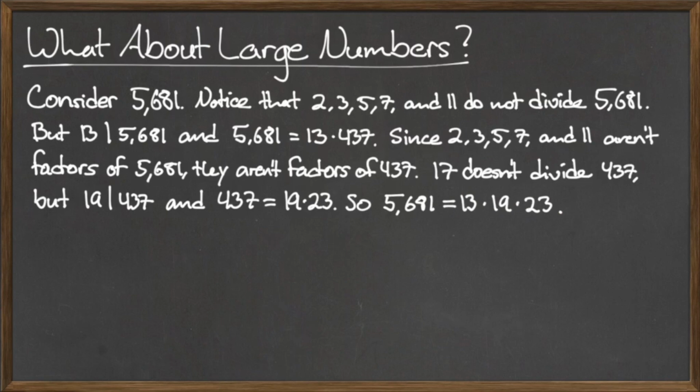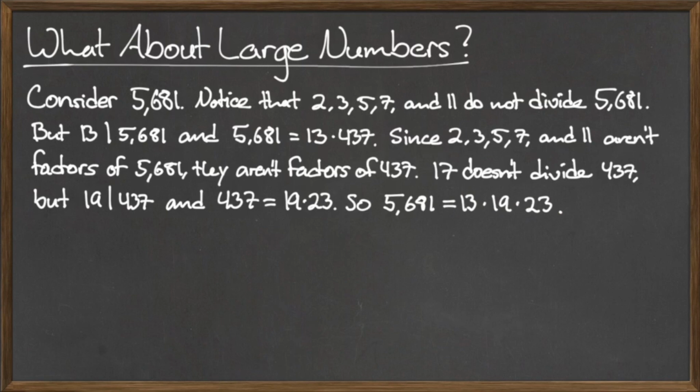If we proceed up our list of primes, we see that 17 does not divide 437, but 19 does with a quotient of 23. 13, 19, and 23 are all prime numbers, so our prime factorization is complete. Therefore, the prime factorization of 5,681 is 13 times 19 times 23.